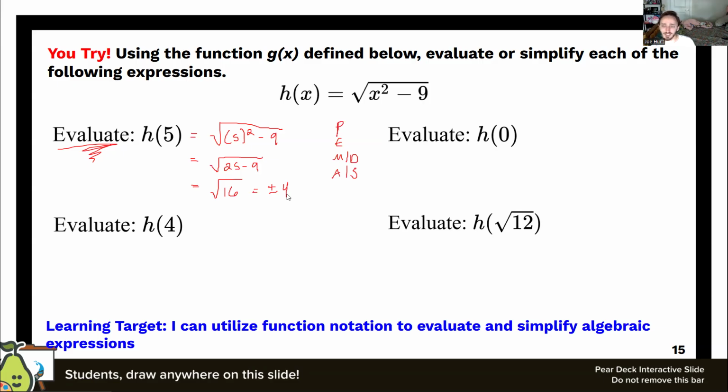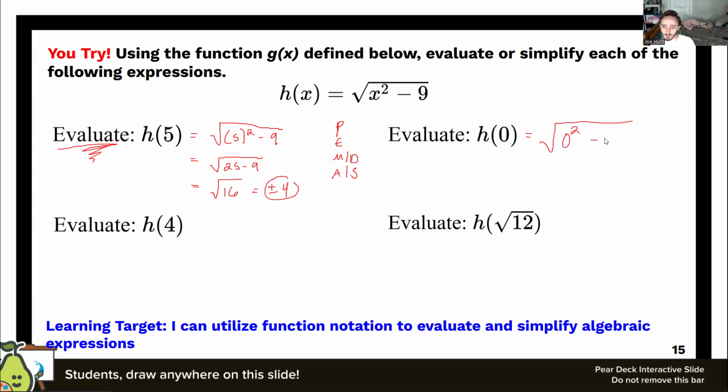But you could just as easily do negative 4 as well, because negative 4 times negative 4 also goes back to positive 16. So I'd see in this particular instance that those are my two outputs for this given input. If I wanted to evaluate h of 0, what I would do here is just plug in 0 for x.